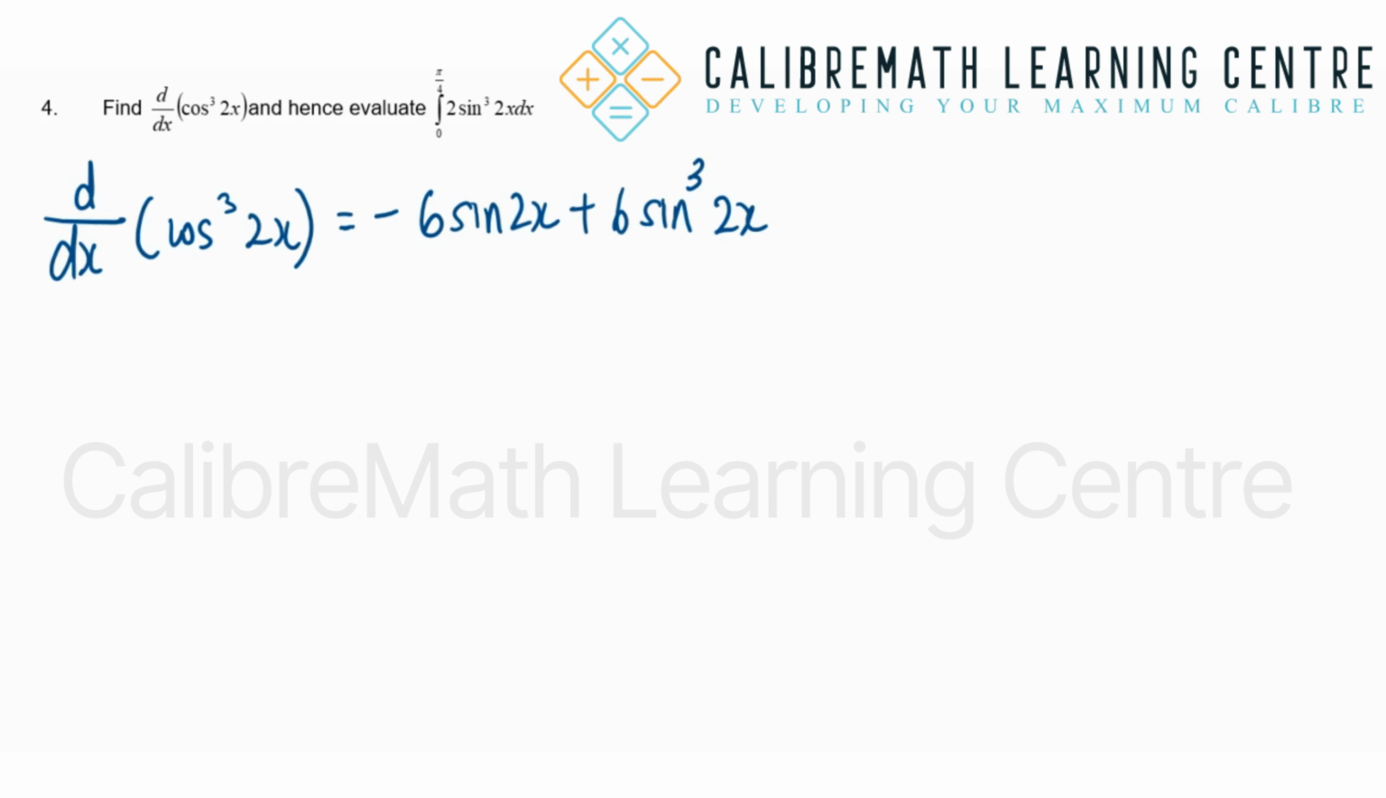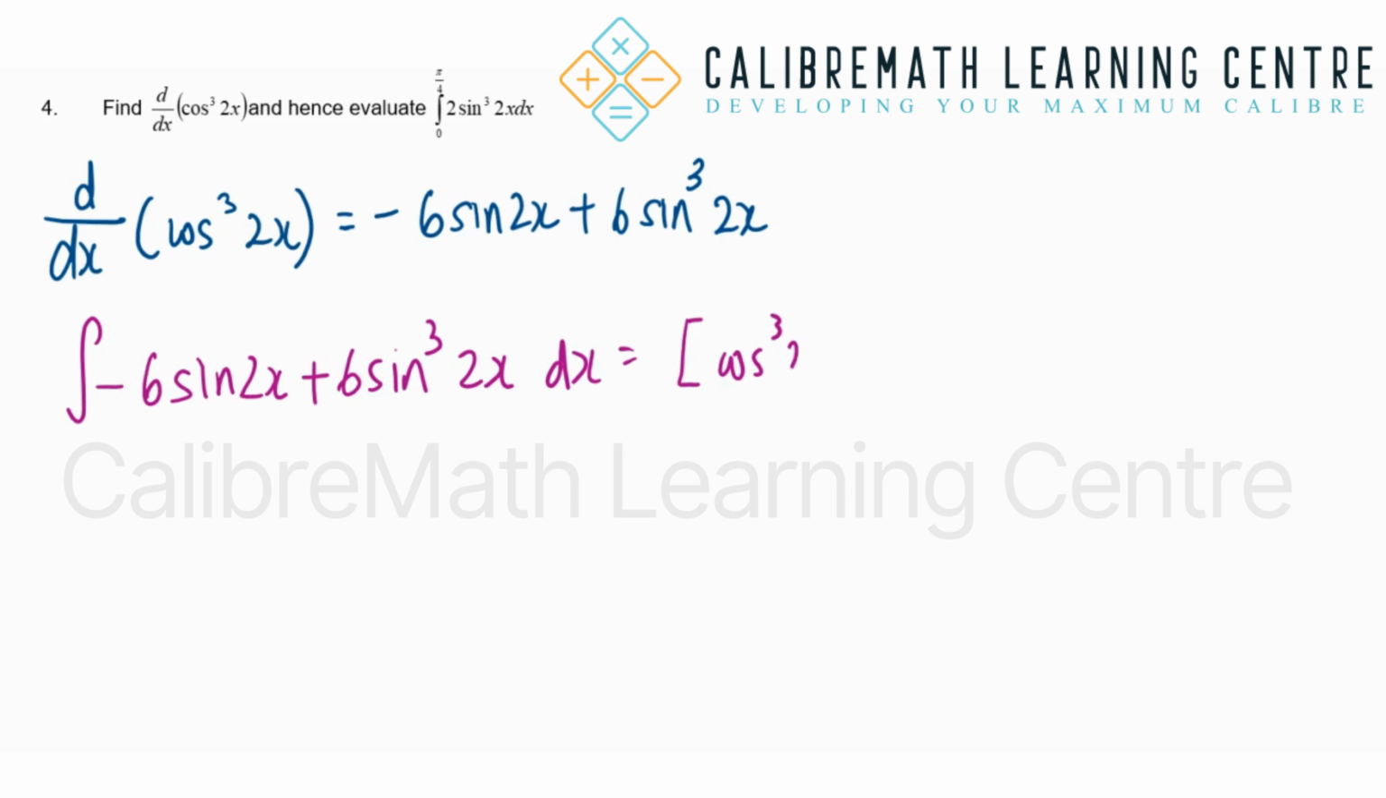So what we're going to do is, remember, you have to do the reverse. So we're going to write integration of negative 6 sine 2x plus 6 sine cubed 2x dx. This thing will give us cosine cubed 2x. Okay, so now with the limits that we are given, we can insert that in, pi over 4 and 0.